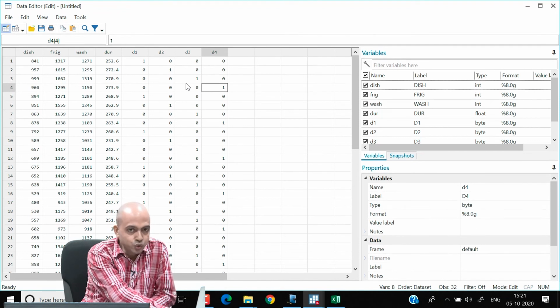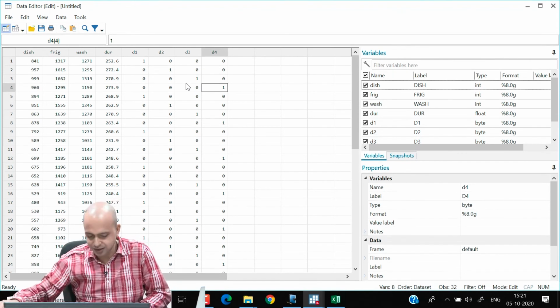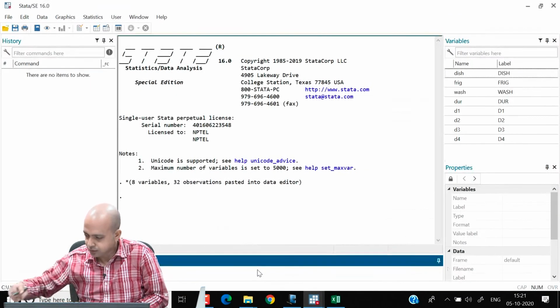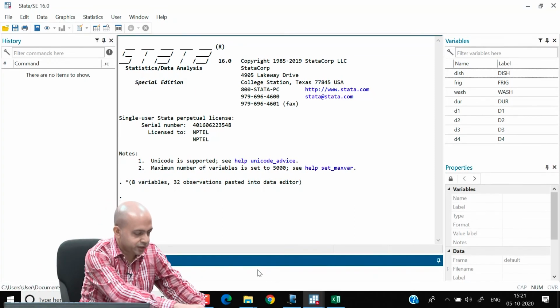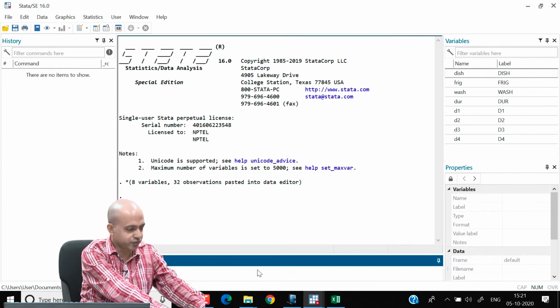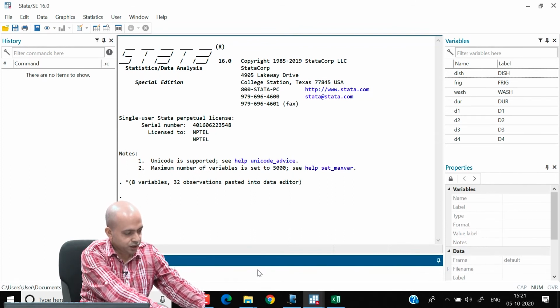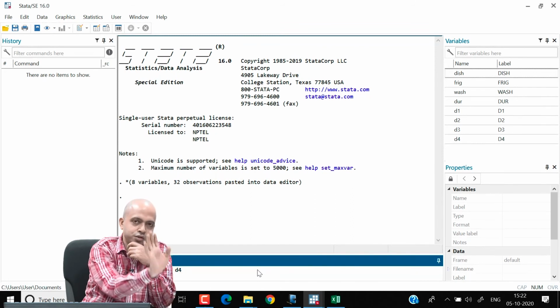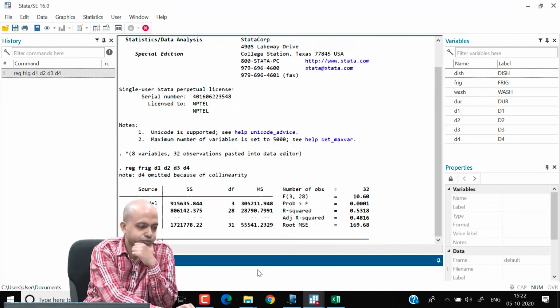And let us see if we do so, that means if we violate the rule of assigning dummy, what type of estimation problem we may end up with due to dummy variable trap. Let us see. We'll try to estimate. So what we'll do, let's say fridge, means sales in refrigerator, which is a function of D1, D2, D3 and D4. 4 dummies we have introduced and then enter.